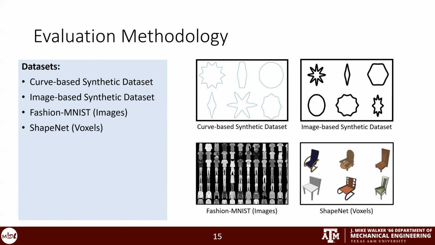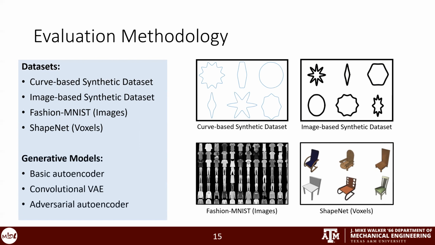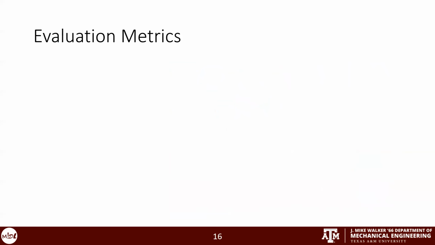For each of these experiments, we compare our interpolation results with those generated from linear interpolation. The generative models that we use mainly depend on the type of dataset that we were working with. These models included the basic autoencoder, convolutional VAEs, and adversarial autoencoders. We talk about the specific model used for each experiment in detail later.